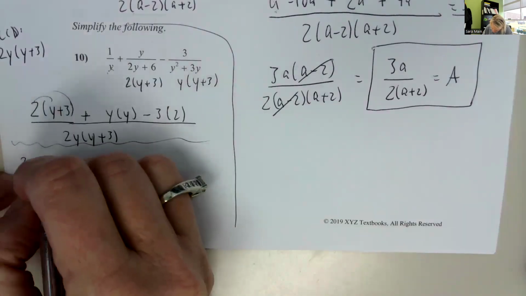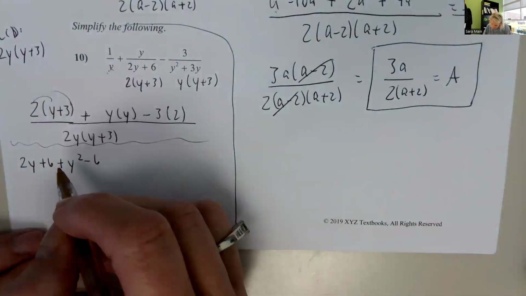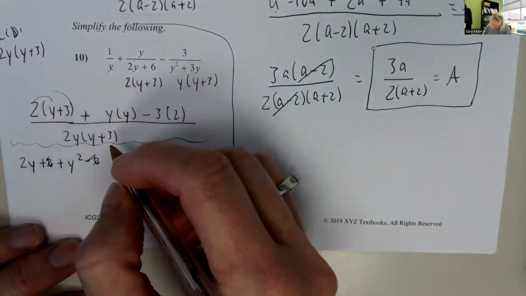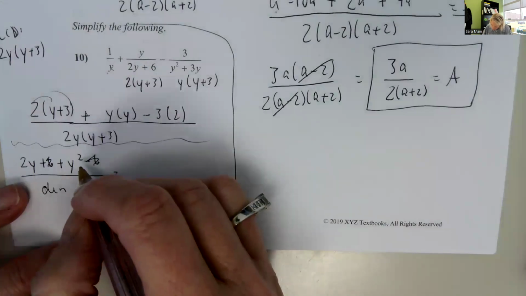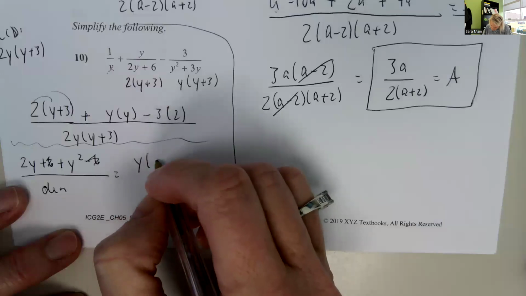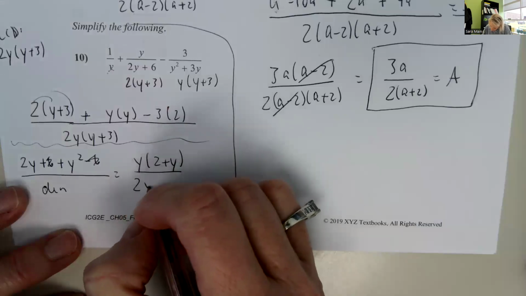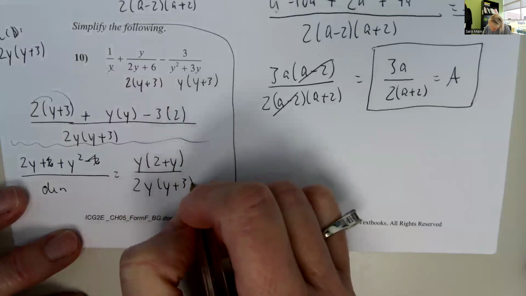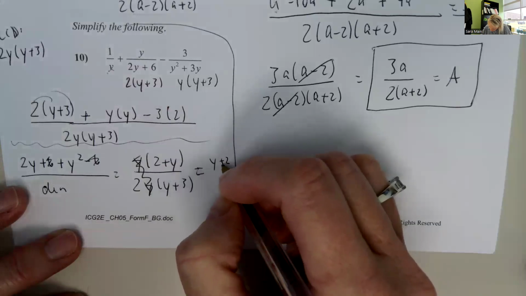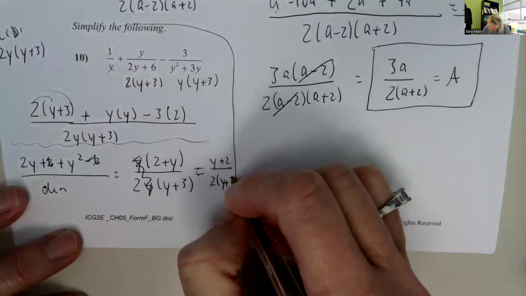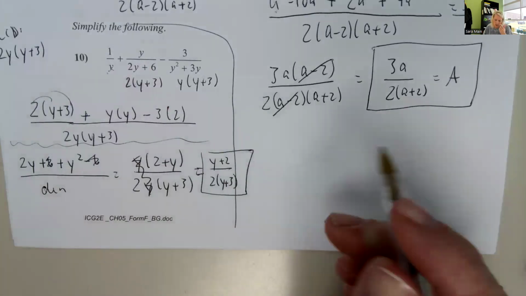Distribute, so we've got 2y plus 6 plus y squared minus 6. It looks like those cancel out, all over our denominator. And so then we have 2y plus y squared, so we can factor out a y. So we have y times 2 plus y all over 2y plus 3. So the only thing that cancels there, so it's really y plus 2 over 2y plus 3. Or you can leave it 2 plus y. That's fine too.